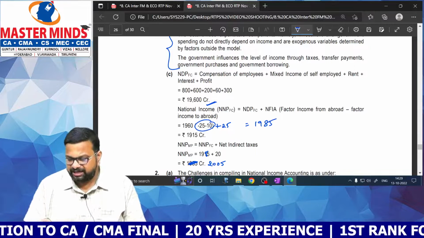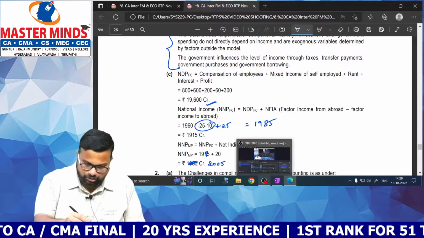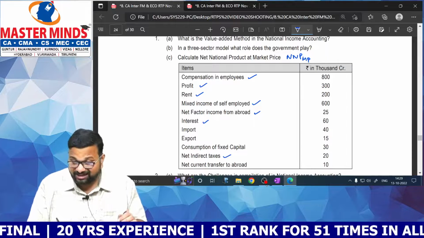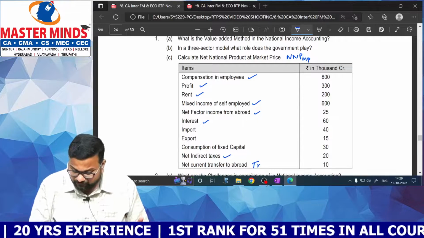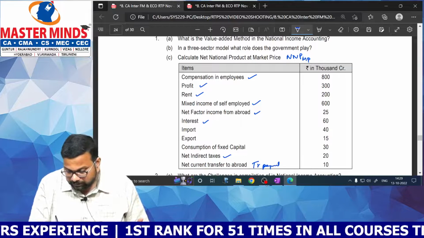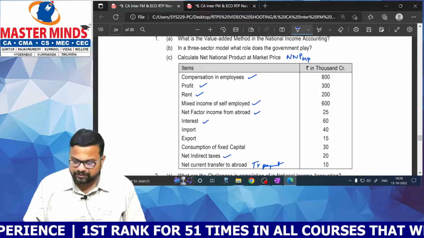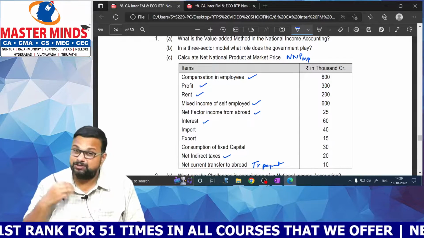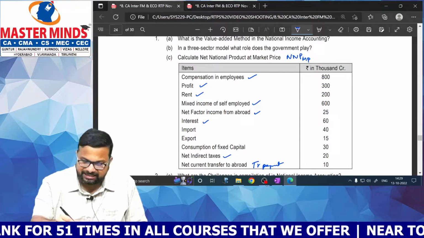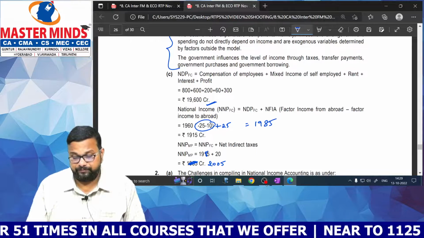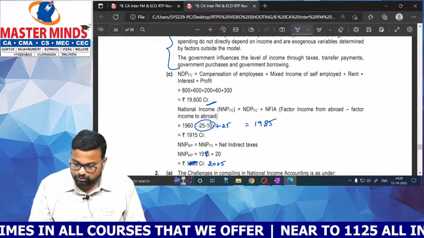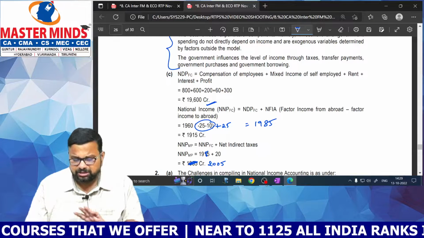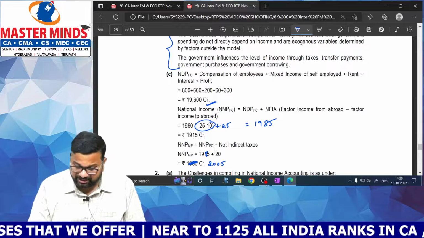Because NFIA means factor income from abroad minus factor income to abroad, right? In the answer here, net current transfers to abroad is not factor income to abroad. It is a transfer payment and comes under the transfer payments classification. Unfortunately, in this answer he has considered it, and moreover he has subtracted it. When it comes to net factor income from abroad, you have to add it, but he has subtracted it. That is completely wrong. So 1960 plus 25, you will get 1985.